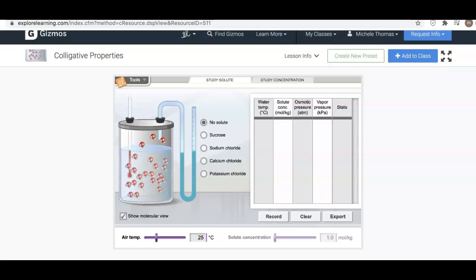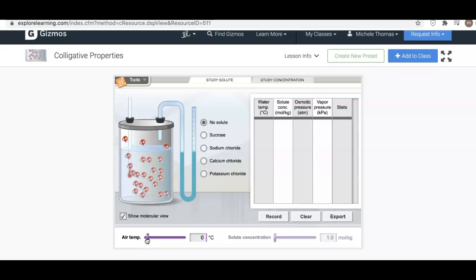So here's the Gizmos webpage that you're going to need to go to. In the upper right hand corner, it'll give you about 5 minutes to use the Gizmos before you log in. And as you log in, you're going to first, of course, test the water with no solute, so just pure water. And you're going to adjust the air temperature to 0 degrees Celsius.